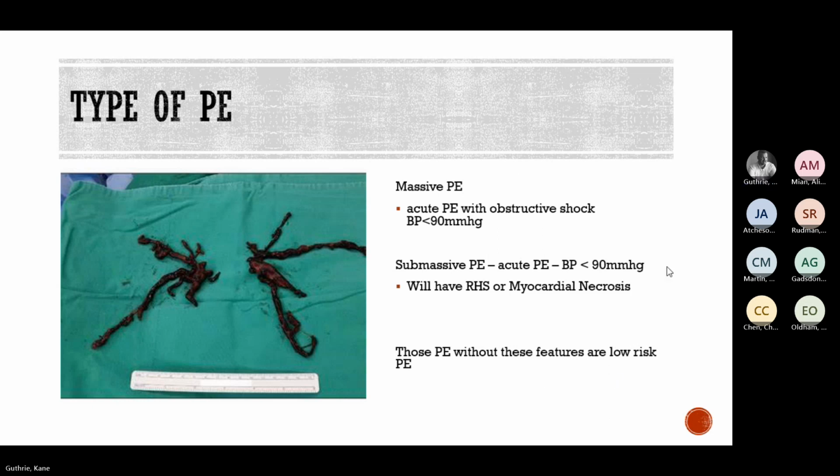When we're looking at PE, we classify massive PE as acute PE with obstructive shock, so blood pressure less than 90. Submassive PE is acute PE where they don't have blood pressure less than 90, but they've also got right heart strain, and they'll have troponin rises as well. And the other ones are low risk, and we just manage them with anticoagulation.